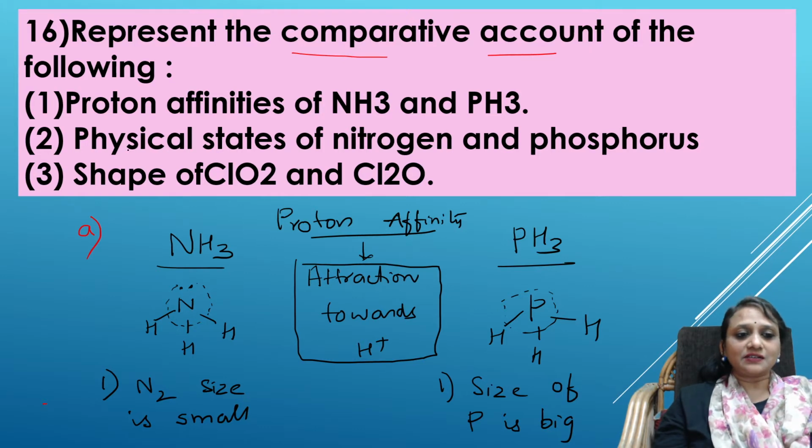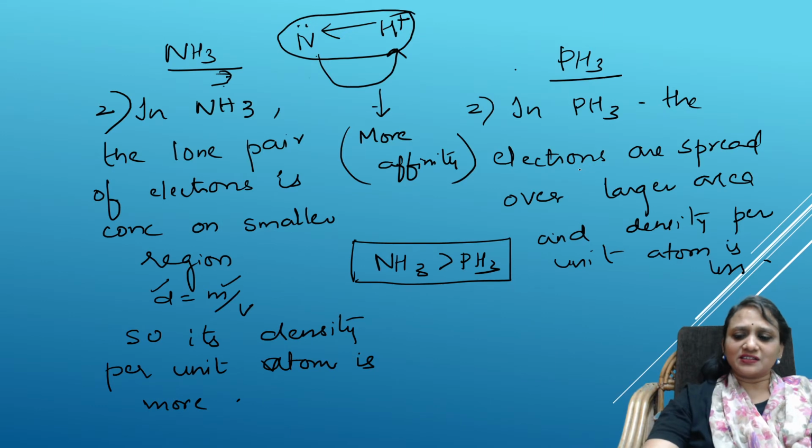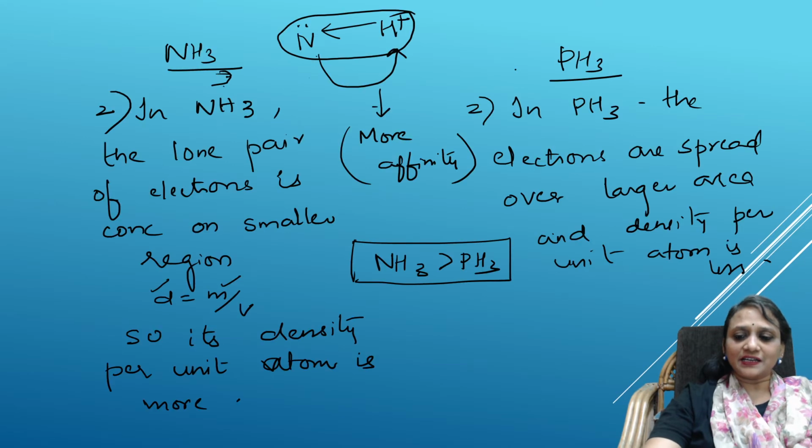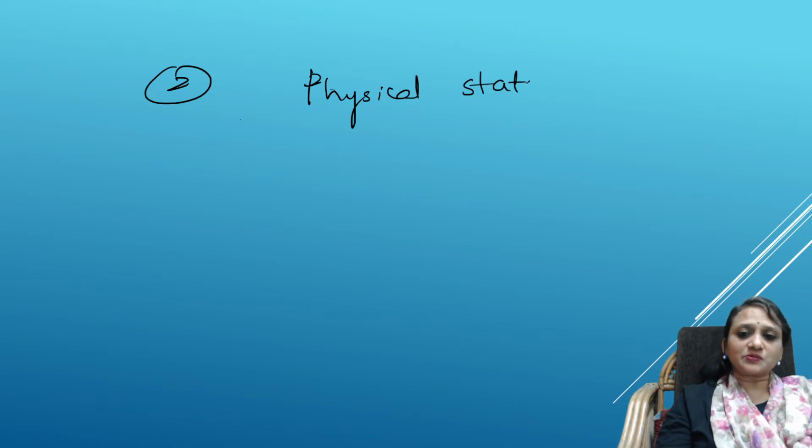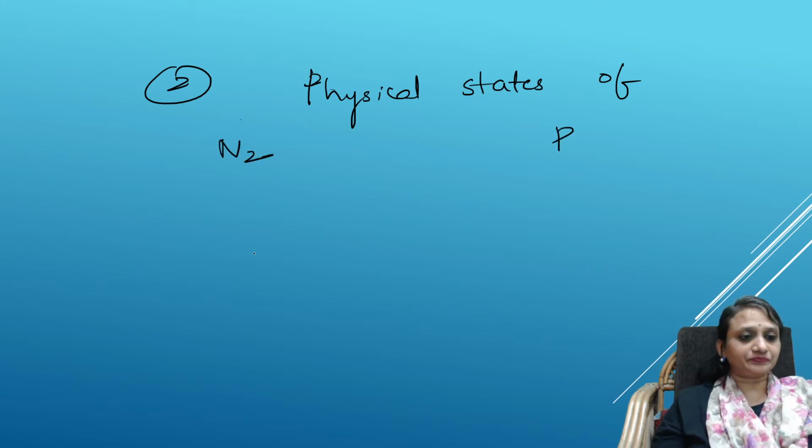Now let us read. What are the physical states of nitrogen and phosphorus? Simple question, students. Before I take the next slide, I have 2 slides with me. So next question, question number 2. Let us write it here. So what did they ask me? Physical states, comparative, of nitrogen, and then they've asked for phosphorus.